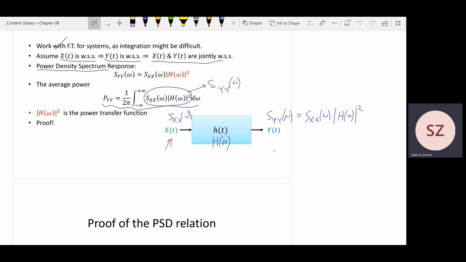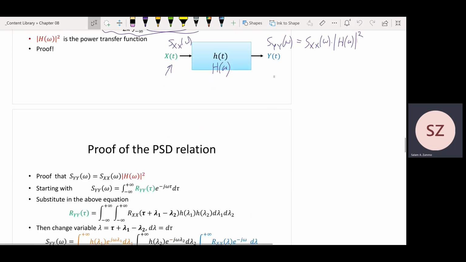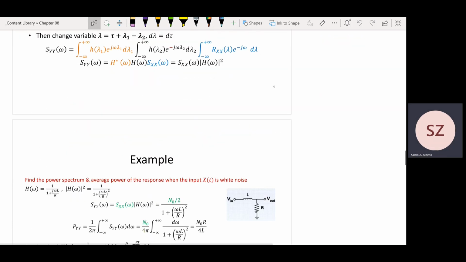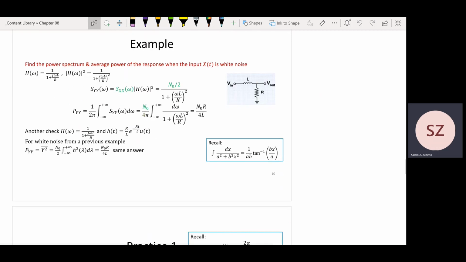Taking the Fourier transform of the autocorrelation function gives us the power spectral density of the input signal. Multiplying this with the power transfer function, the magnitude squared of the transfer function of the system, gives us the output power spectral density. Okay, it's a very simple relationship. What we'll do in the rest of this class is take some examples and then move to the statistics.